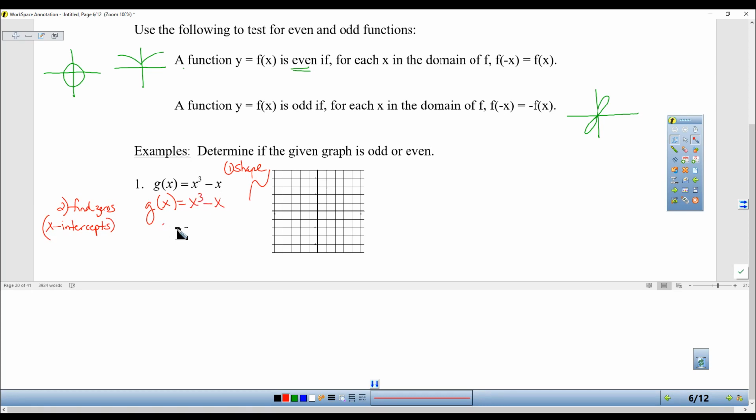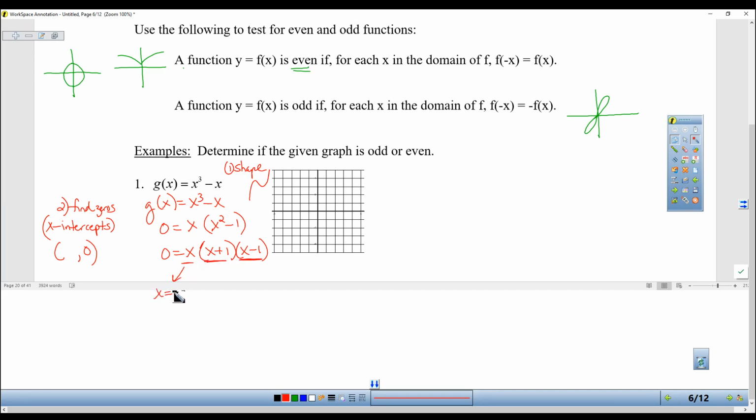I'm going to set it equal to 0. That will tell me the x-intercept. Remember, the x-intercept is when the y is equal to 0. I do that by factoring. I factor out the x, which leaves me with x squared minus 1. I keep factoring, and I get x plus 1, x minus 1. And I find out that there are 3 different things that could make this 0.